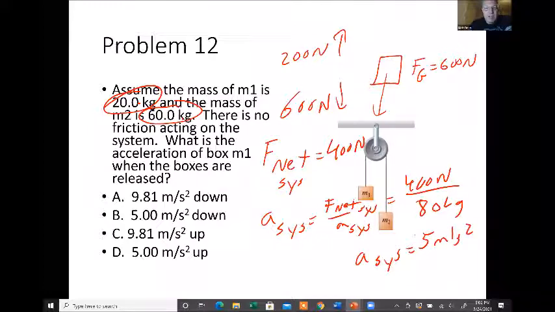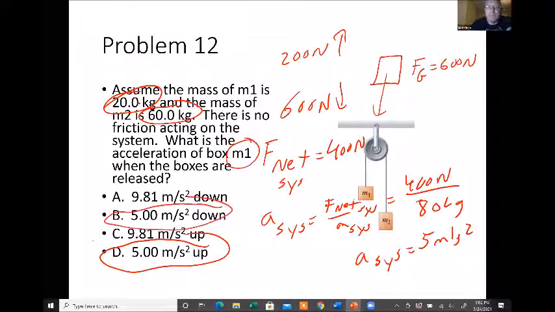And since this specifically asks about box 1, which is the lighter box, it's going to be moving up. So answer D should have been our right answer here. If it had asked about box 2, the heavier box, then this would have been the correct answer. All right, so you saw on these Atwood machines, it's important to think about acceleration of the system, net force acting on the system, and mass of the system. So do Newton's second law in terms of system quantities first, and then you can find what you need to find. All right, any questions for me?